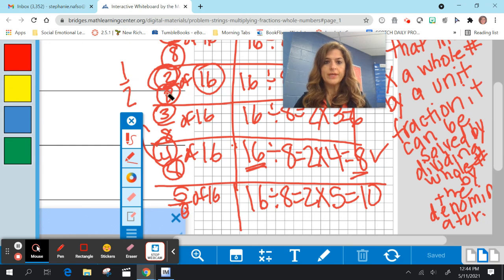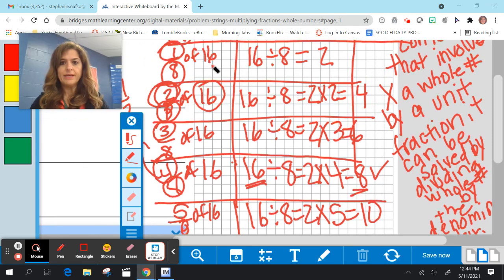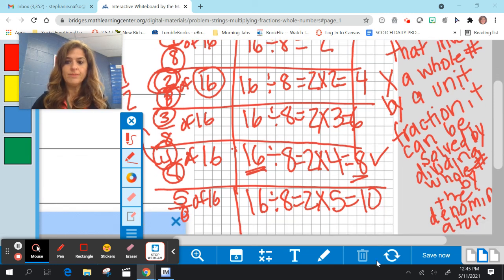Now you saw that if it was a unit fraction, dividing it by the denominator gave us how many tiles in just one of the fractions. If we needed 2 of the fractions, we double it. If we needed 3 of the fractions, we tripled it. If we needed 4 of the fractions, we quadrupled it. 5 of the fractions, we times it by 5. And that basically is it in a nutshell.